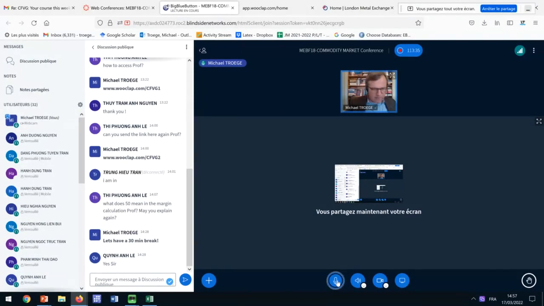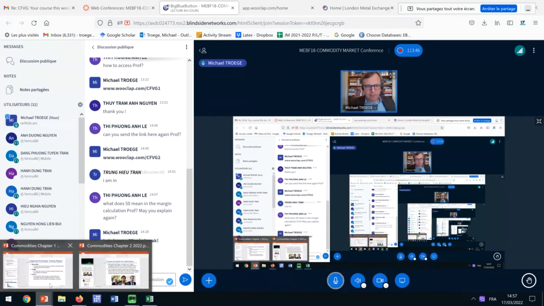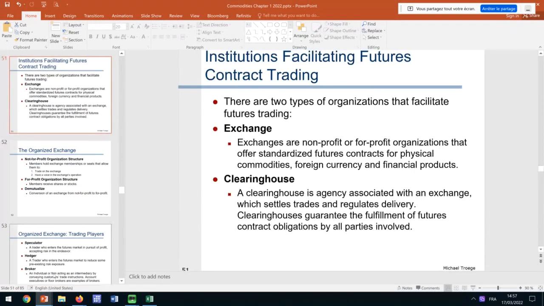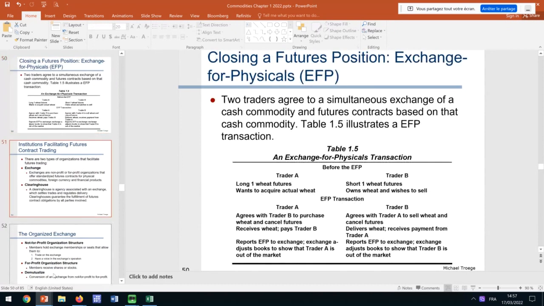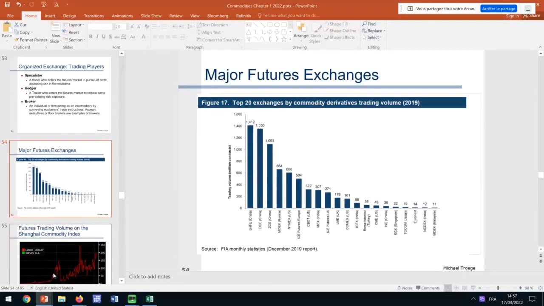Okay, hello everybody. I hope you're all back again. Let me start where we stopped. We went over the definition of contract. I tried to explain how contracts are created and then cancelled again most of the time, and only a very small fraction of contracts is taken to delivery.